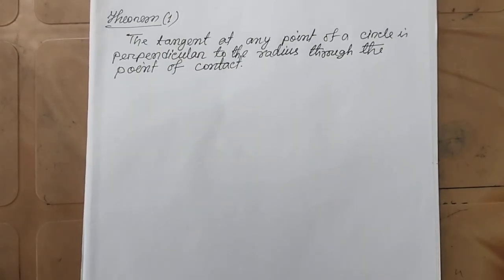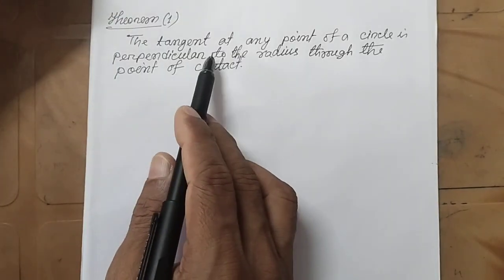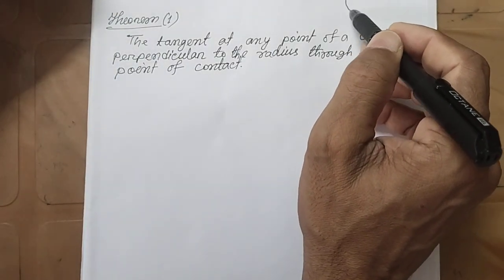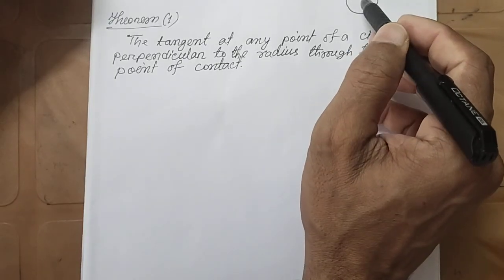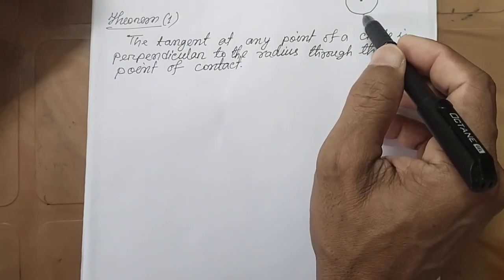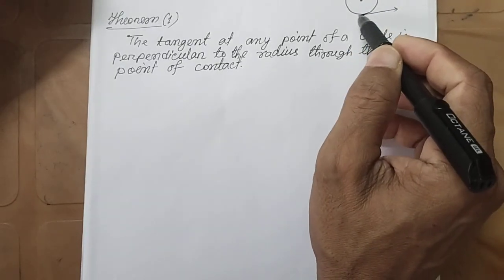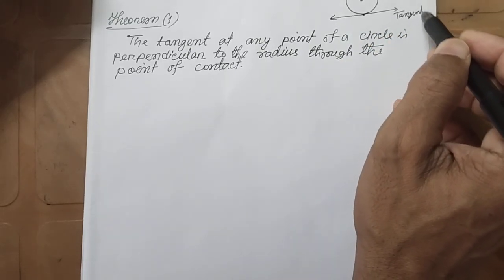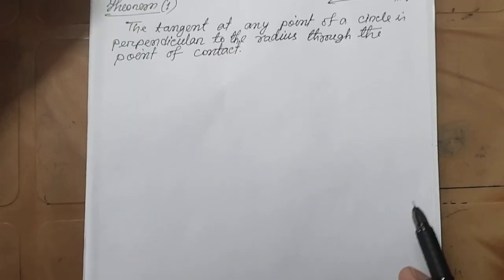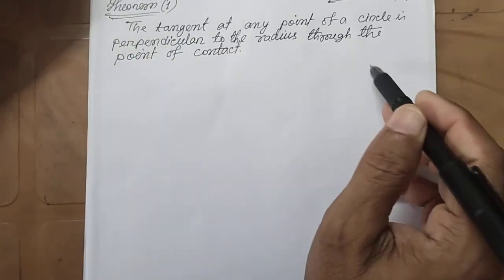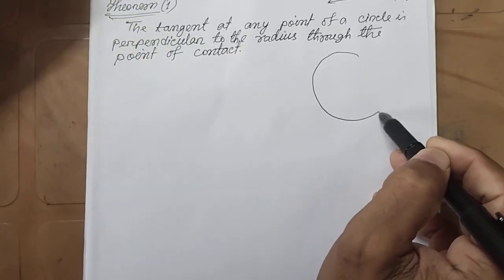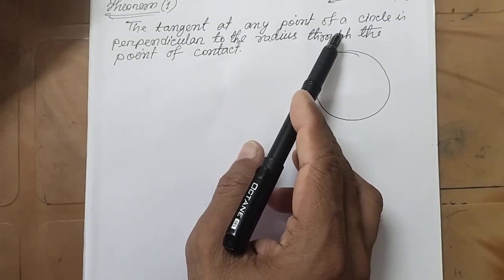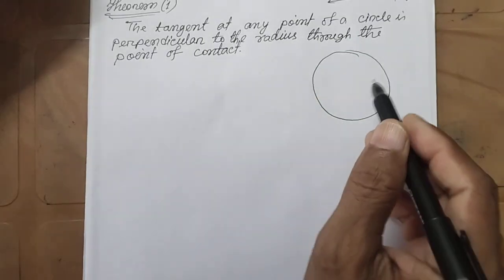Now the first theorem is the tangent. Tangent means any line touching a circle. This is a circle with center at O. If we draw a line touching the circle at one point, then this line is called a tangent. And the first theorem is: the tangent at any point of a circle is perpendicular to the radius.